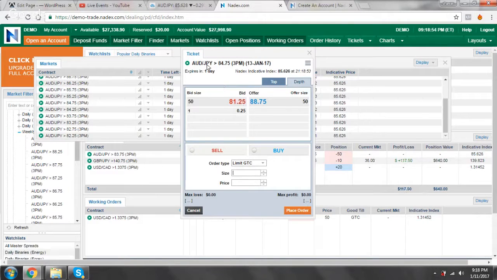All right, so what this means is this. AUD/JPY price is going to be greater than 84.75. Okay. If I agree with that, I would click buy. If I disagree, I'll click sell. It is already above this mark, so it's going to be an expensive contract to buy. For me to buy this contract, it will cost me $88.50.